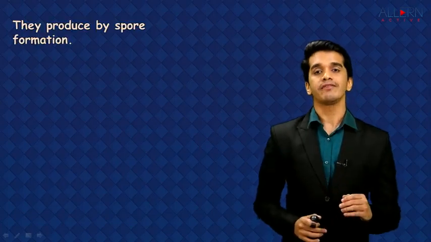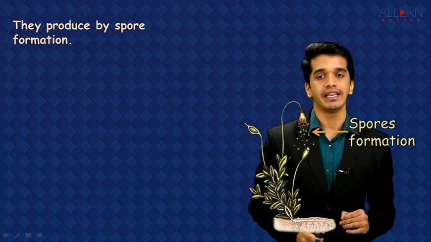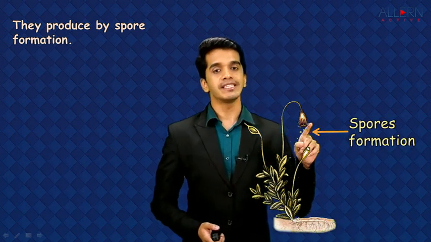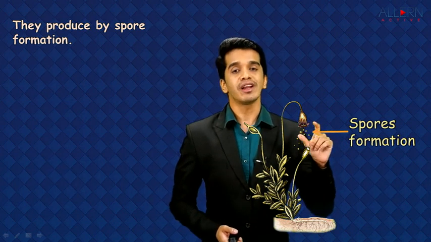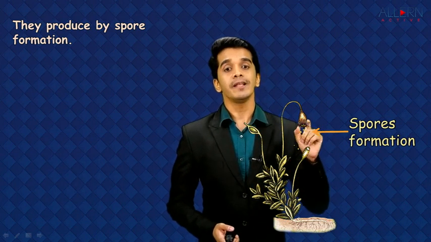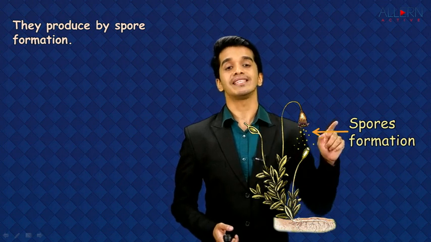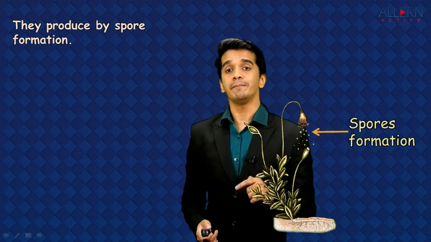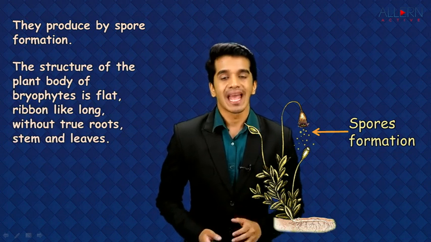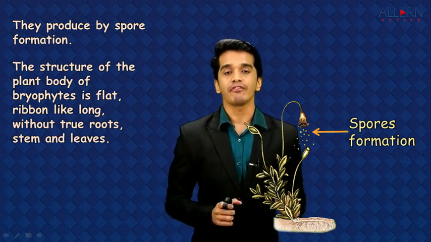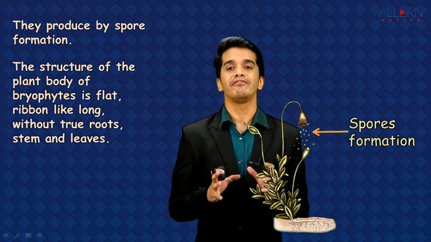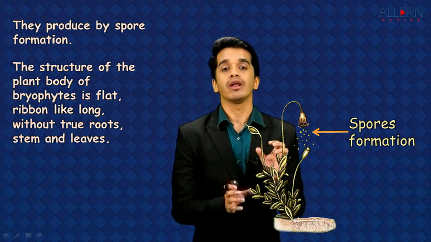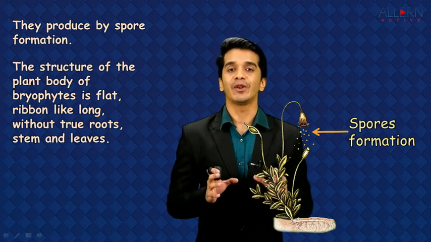If you observe this bryophyta in further detail, it will look something like this. This is called the capsule. The capsule contains many spores. These spores germinate, and this is called asexual reproduction, or spore formation. So they reproduce by spore formation. The body of bryophyta is flat, ribbon-like, elongated, without true leaf, true stem and true roots.